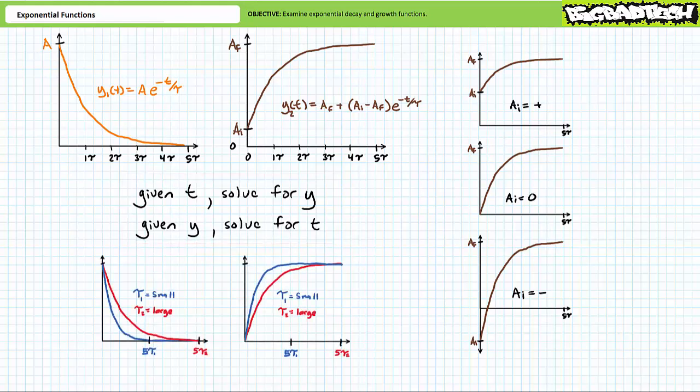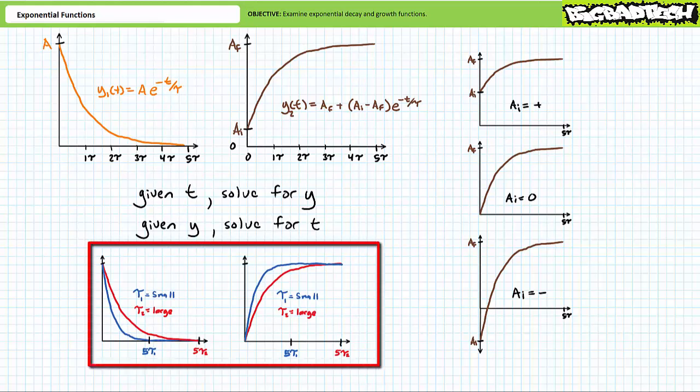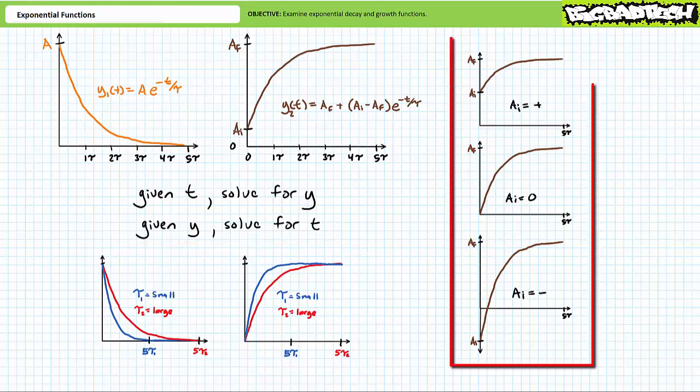Finally, you should have an understanding of the influence of tau and initial and final values. A larger tau value spreads the plot out as a function of time because the process is happening slower, whereas a smaller tau value compresses the plot as a function of time because the process is happening quicker. Regardless, all the magic happens between 0 and 5 time constants. For growth functions with initial values, you might notice a smaller differential squashes the plot vertically, whereas a larger differential vertically spreads the plot out.